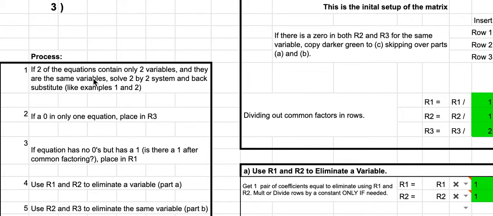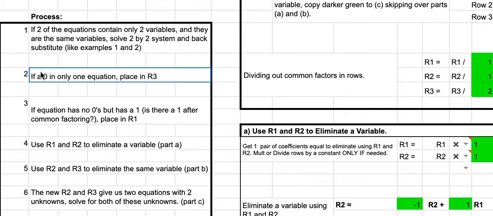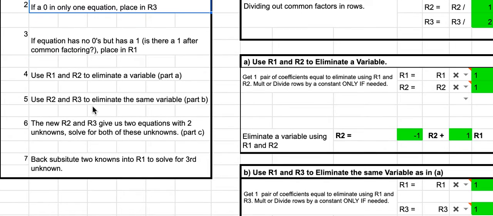So the first part of it is looking really at the initial setup of the matrix. Process-wise, step 1 is if two of the equations contain only 2 variables and they are the same variables, solve a 2x2 system. That's what number 1 and number 2 are like. So if there's a 0 in only one equation, place it in row 3. That makes it easier to eliminate one of the other variables.